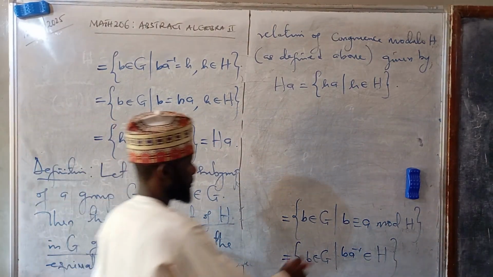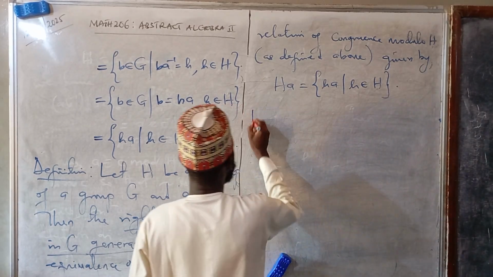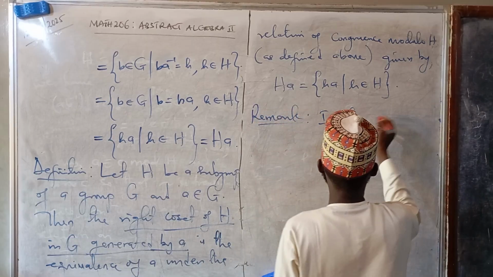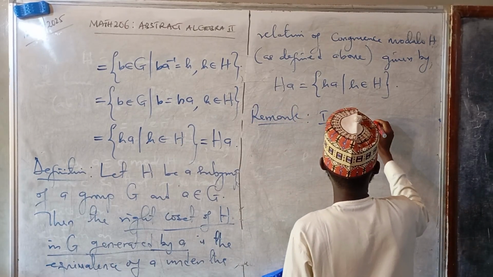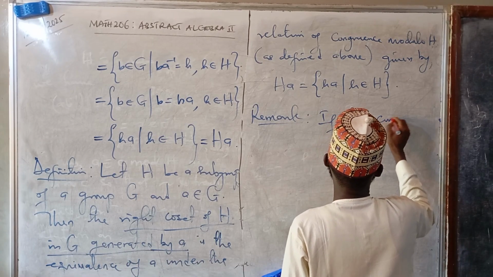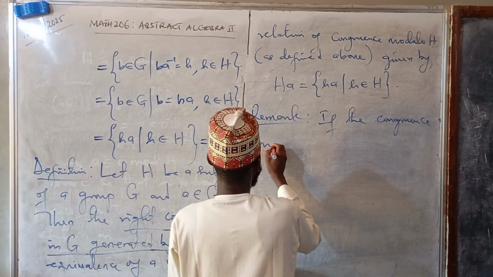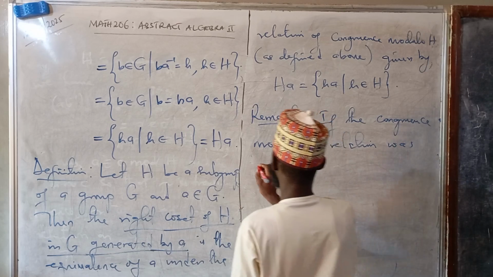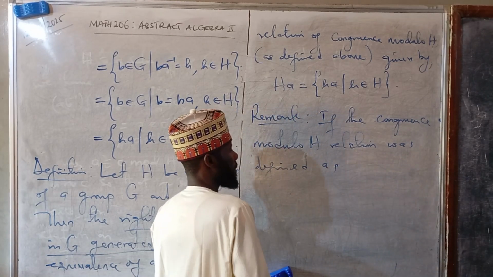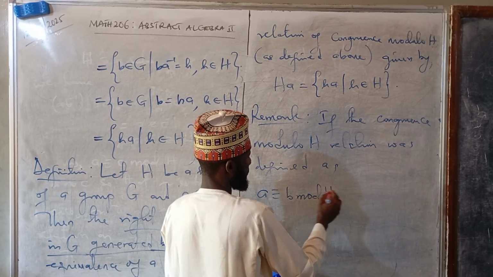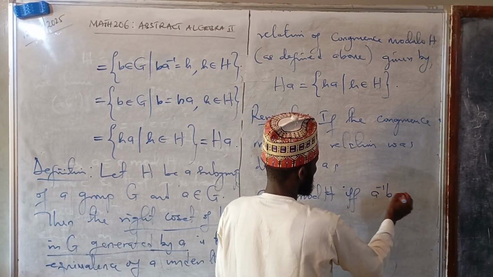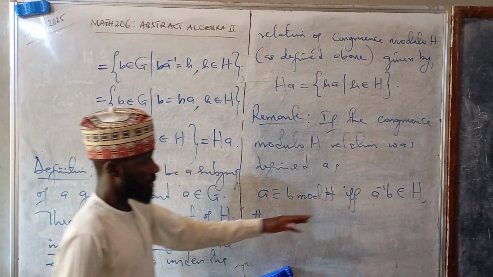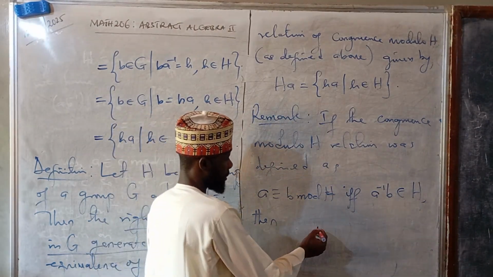Okay, so I will immediately give you a remark over here to say that if the congruence modulo relation was defined as A is congruent to B modulo H if and only if A inverse B is in H, then, did you see the difference between this definition and the one before? The one before, we wrote what? A B inverse.